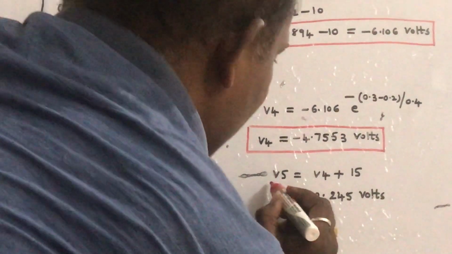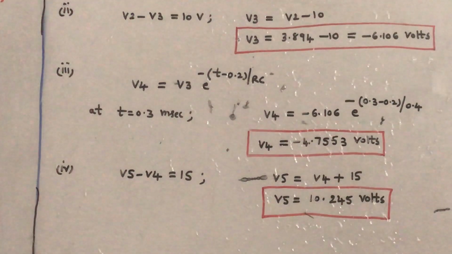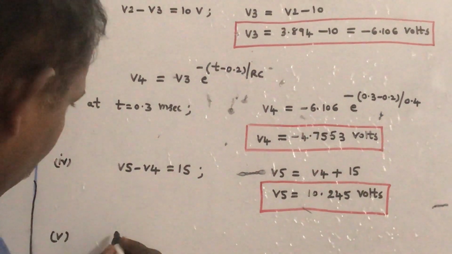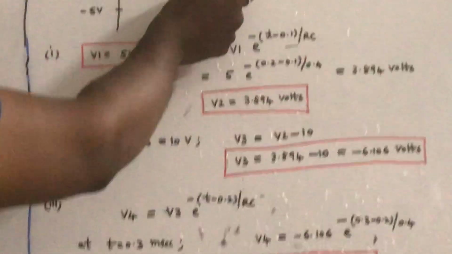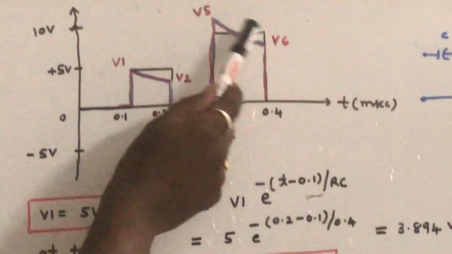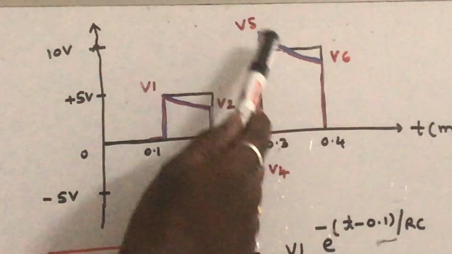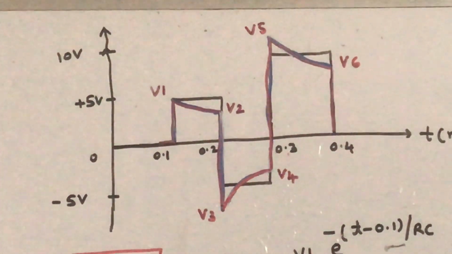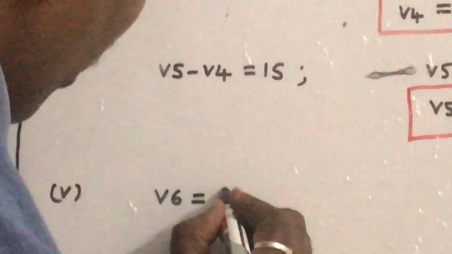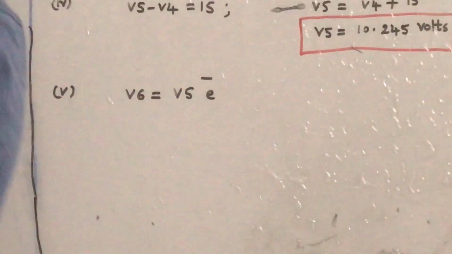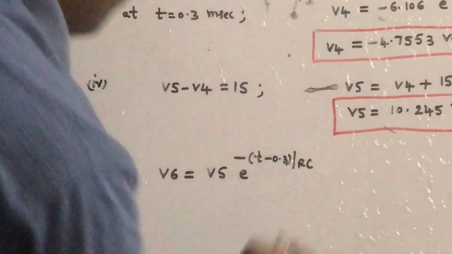So finally V6 is very simple. Finally write V6, the last one. From the diagram, V6 is written as V5 decreasing exponentially from the time t is equal to 0.3. We can easily write the exponentially decreasing equation for V6. So V6 is equal to V5 into e power minus (t minus 0.3) by RC.